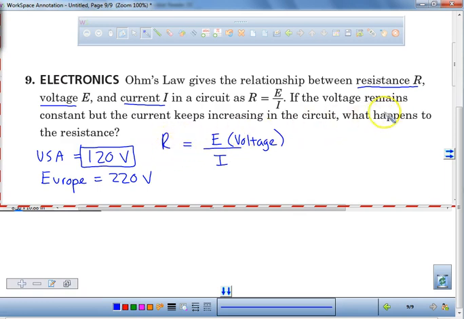Okay? So it says, if the voltage remains constant. So what if we just say our voltage is 120 volts? All right? Well, what if our current is at 10 amps? But then it goes to 100. And then it goes to 1,000, then 10,000, then 100,000, then 1,000,000. So the resistance keeps getting what? It keeps going down until eventually, what is it approaching?